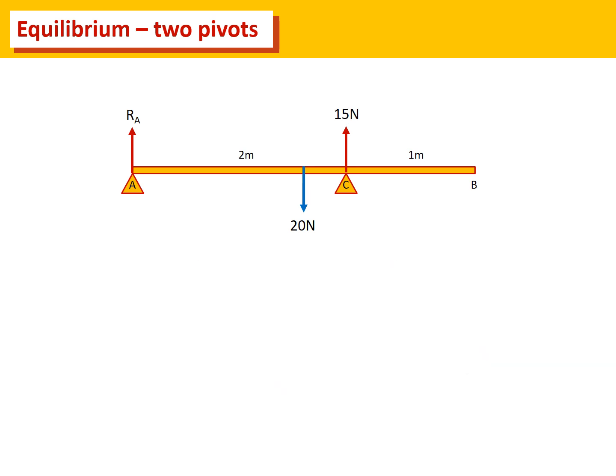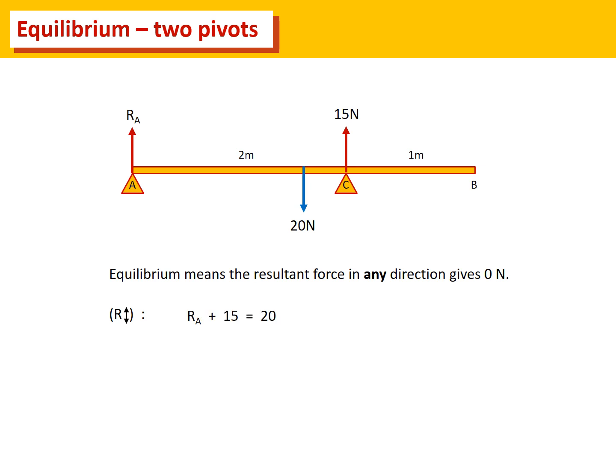So we've now marked in the reaction force at C as being 15 newtons. And remember, equilibrium isn't just about moments, it's also about the resultant force in any direction. So if I resolve vertically, all the upward forces should equal all the downward forces. So the reaction force at A plus 15, those are the upward forces, equals the 20 newtons acting downwards, and so the reaction force at A is 5 newtons.